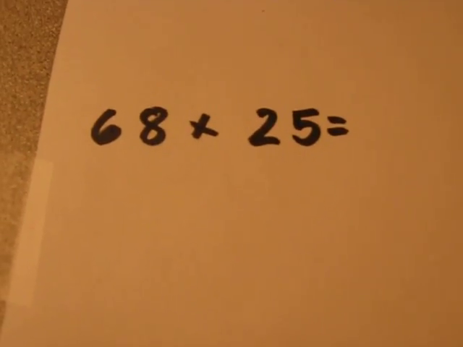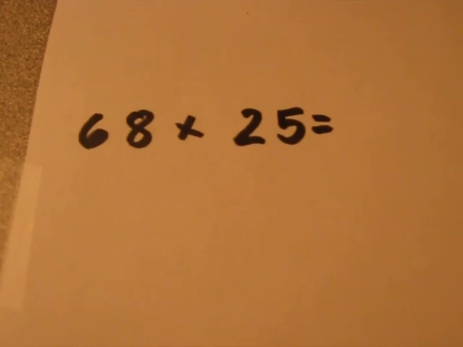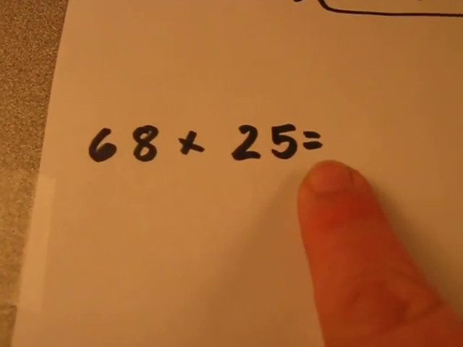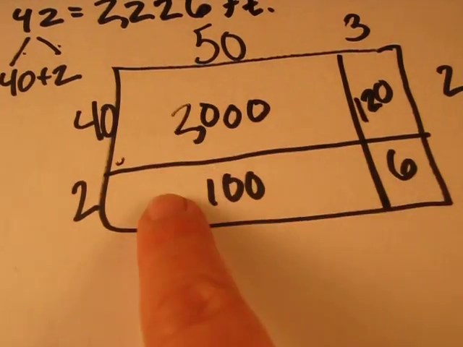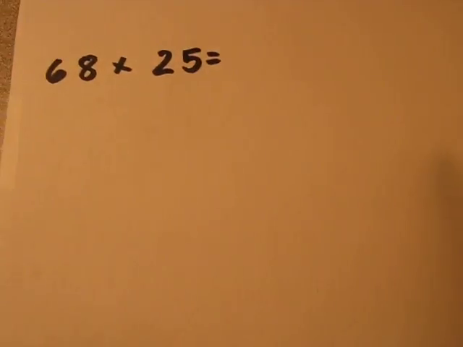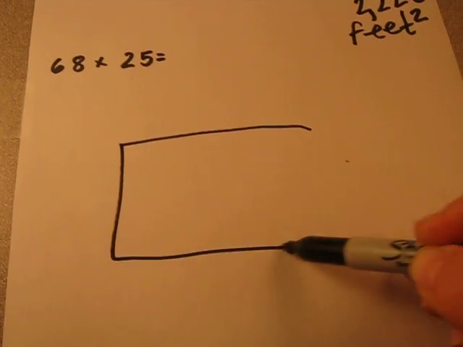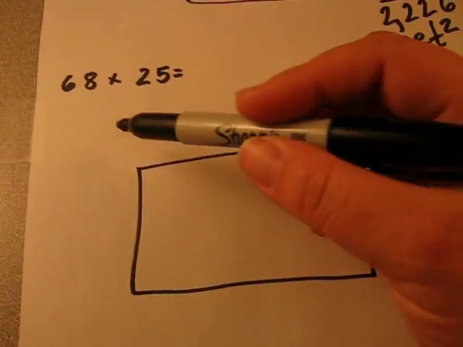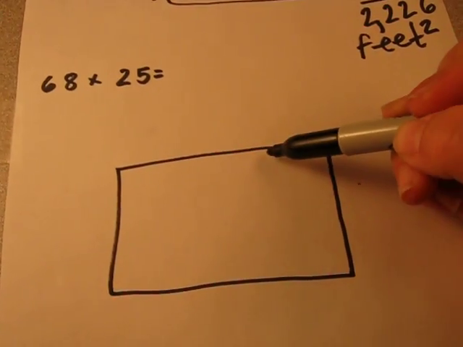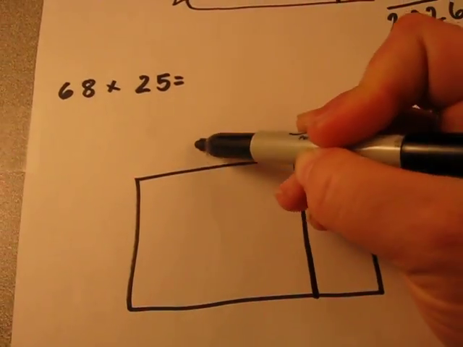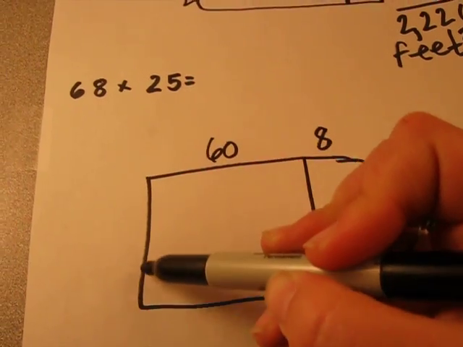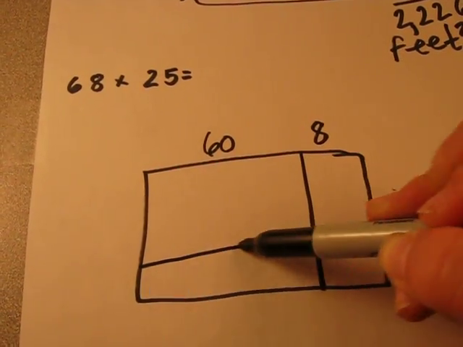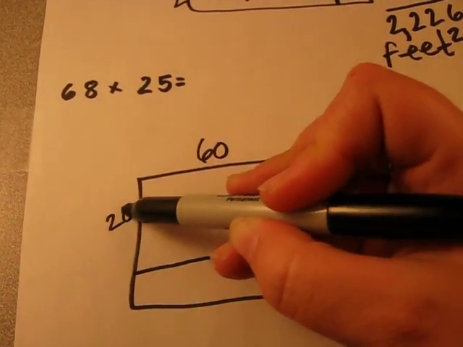So remember, it's a 68 by 25. That means it's going to have 2 digits by 2 digits, which means I will break it up into a 4-room house like this one. So I'll go ahead and draw my house. And 68 is my first number, so I'm going to split that into 60 and 8. 25 is my second number, so this whole length is 25. I'm going to split it into 20 and 5.